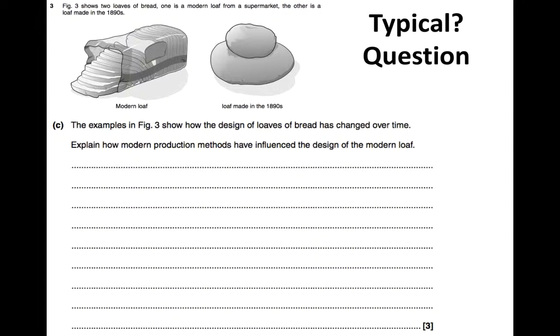Okay, so the question asks you to explain how modern production methods, which you've just seen, have influenced the design of the modern loaf. Obviously loaves used to look like that, but now they look like that. Based on what you saw in that video, how have those methods influenced the design? In other words, why do loaves now look like this? So think back to the shape and some of the machinery that we used.